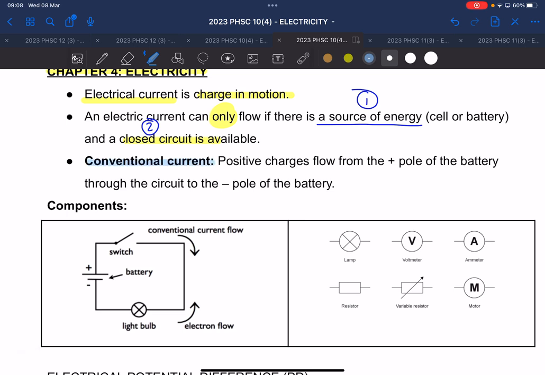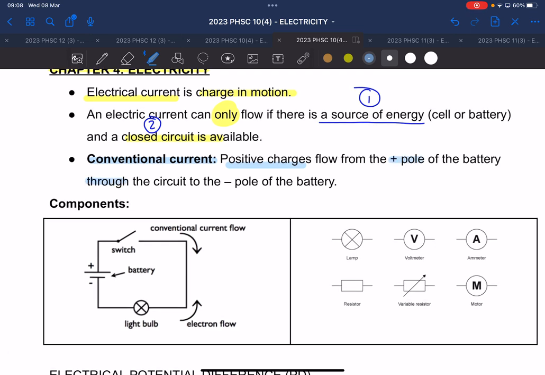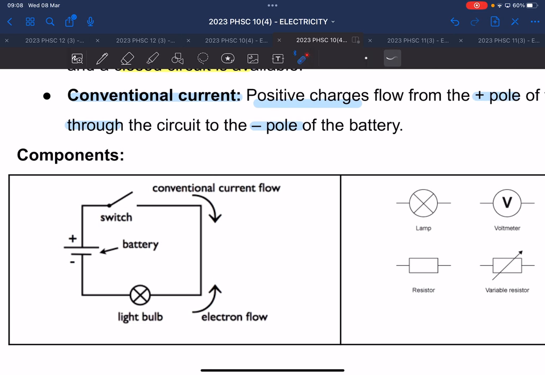Conventional current means the thought that it's positive charges that flow, even though we know it's electrons, from the positive pole of the battery through the circuit to the negative pole of the battery. So we go from positive to negative. In this diagram below, there's the positive side of the battery or the cell, and conventional current goes from positive to negative. Even though in real life it's electrons that flow, the whole concept, the ammeters, voltmeters, everything is set up for conventional current direction.